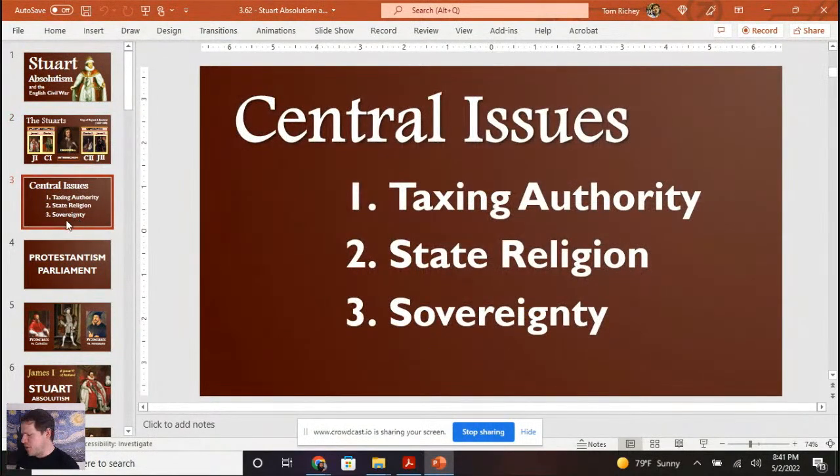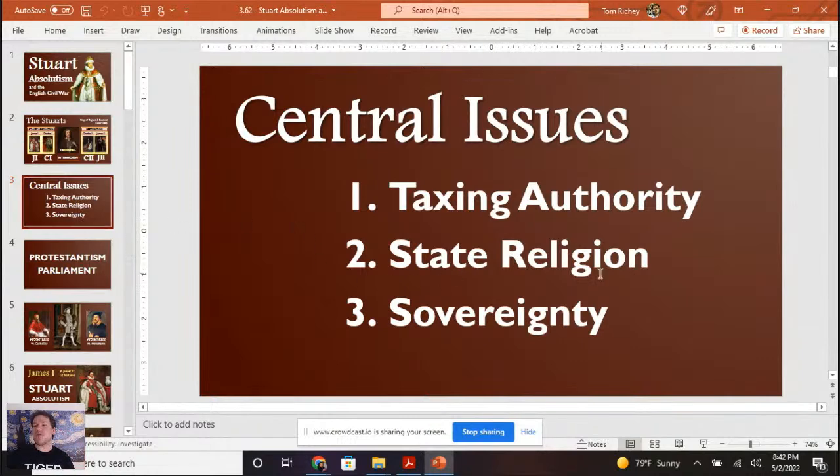And so the central issue here is that Parliament has the authority to approve taxation, which goes all the way back to the Middle Ages. So it's important to think about who has the authority to tax. James the First and Charles the First are hoping that they're going to be able to tax by decree, because that's what an absolute ruler does. An absolute ruler does not rely on a representative body.